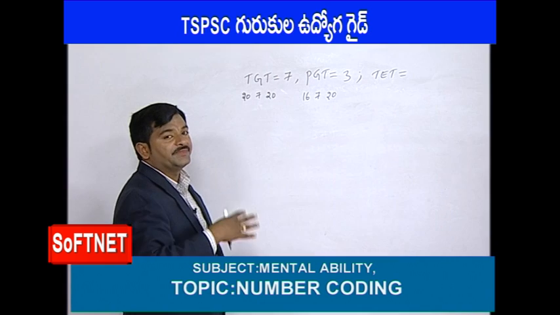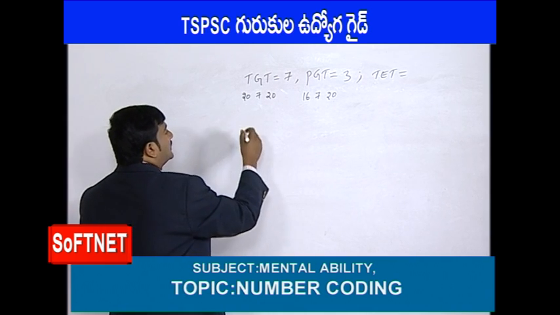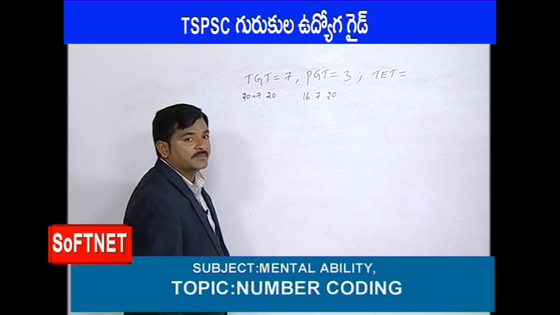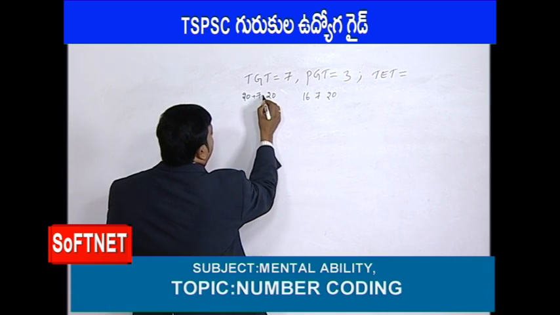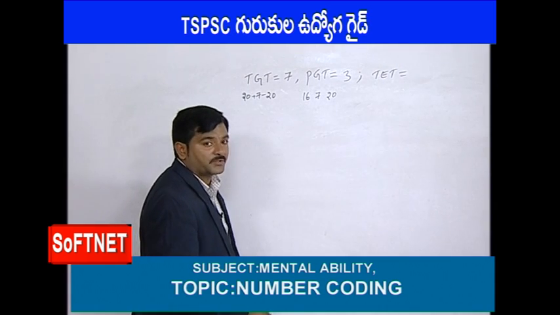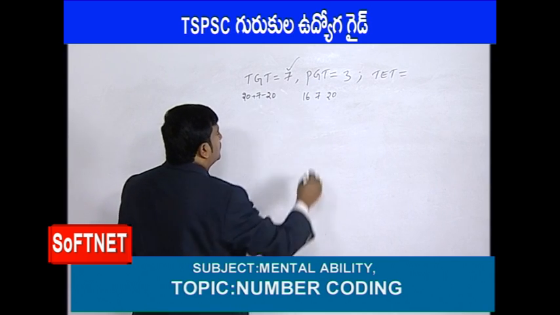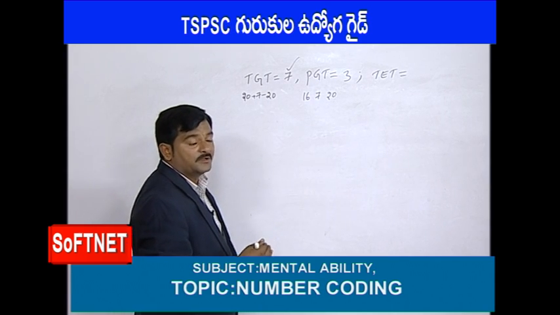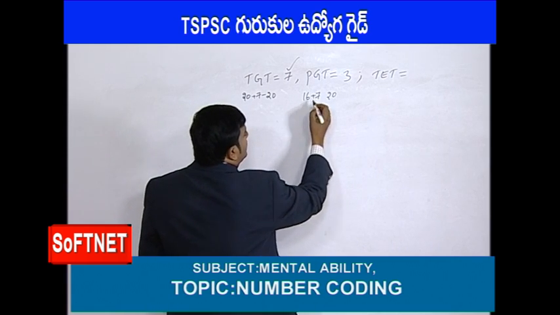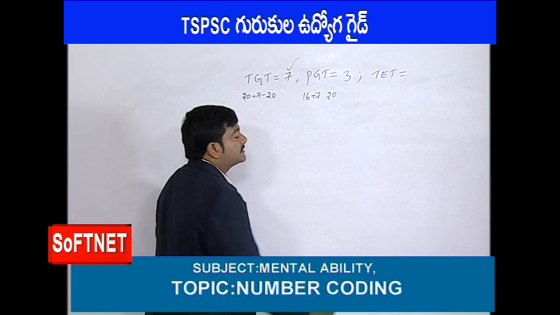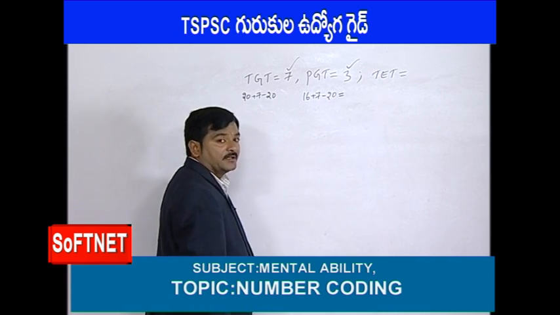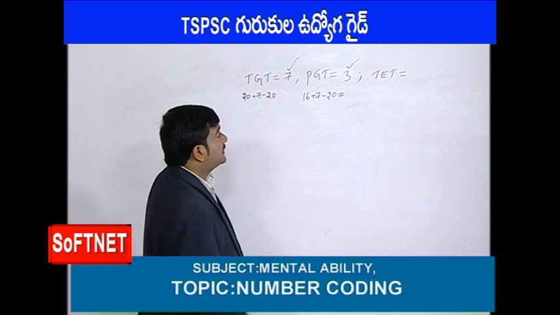We should think in some other way. How? See, add these two values. 20 plus 7, how much am I getting? 27. From 27, subtract 20. Subtracting 20 from 27, how much am I getting? 7. Okay, whether this concept is applicable for the second word or not, we will see. 16 plus 7, how much am I getting? 23. Subtracting 20 from 23, how much am I getting? 3. Hence that relation is established here.